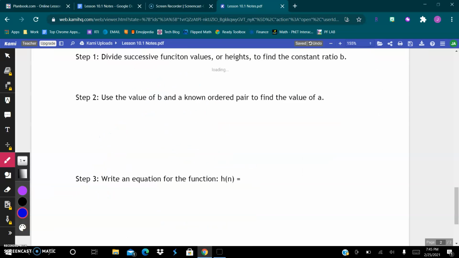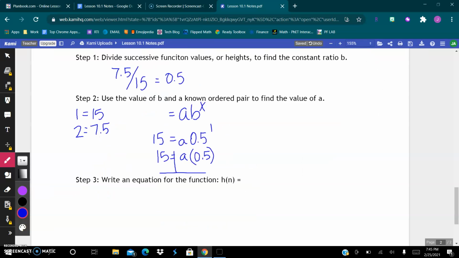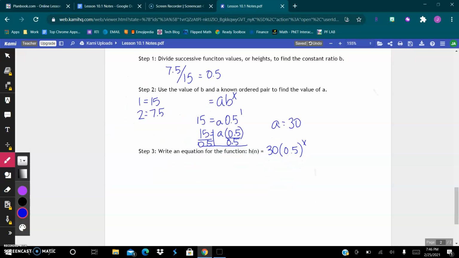And then we have to solve for a. So I'm going to divide by 0.5 on both sides. So I get a is 15 divided by 1/2, which is the same thing as multiplying by 2. So a is 30. So our initial. And then it says write an equation for the function h of n. So we just figured out a was 30. We also figured out b was that 0.5. And then we have x. X is the number of bounces. So that can change. That's going to stay a variable there.